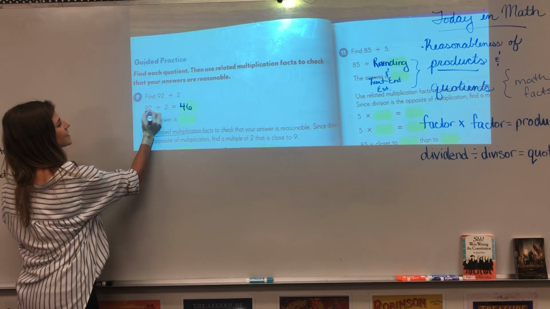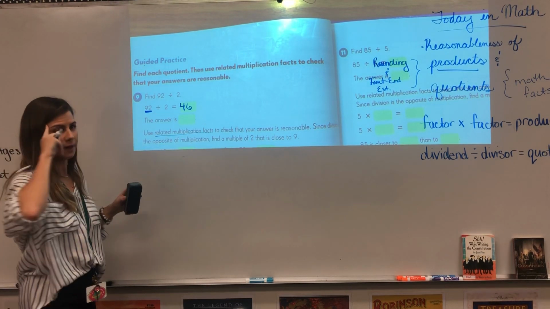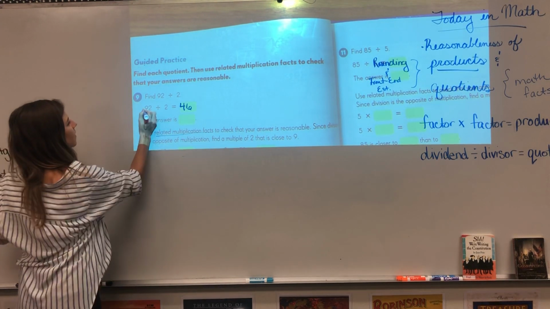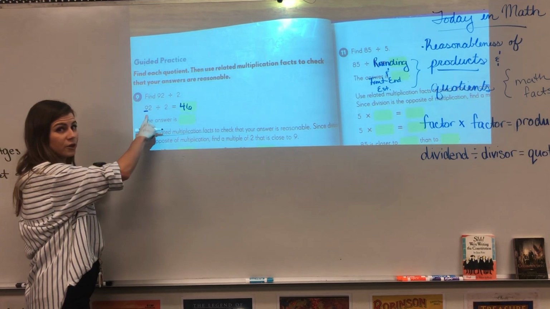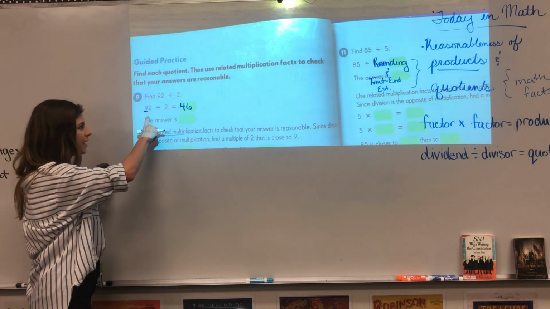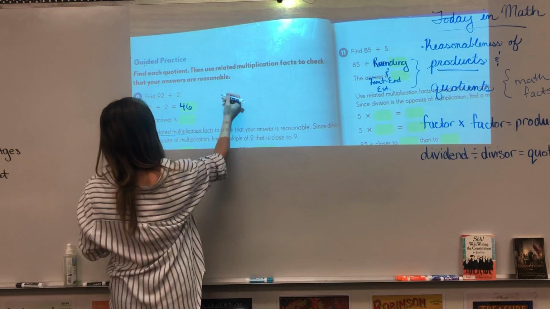We want to find something other than 92 that's easier to divide by 2 in your head. So let's see if we can find a math fact of 2 that's close to 9. Have one in your head yet? Sometimes you can just see, right? What math fact of 2 is close to 9? Well, let's see.